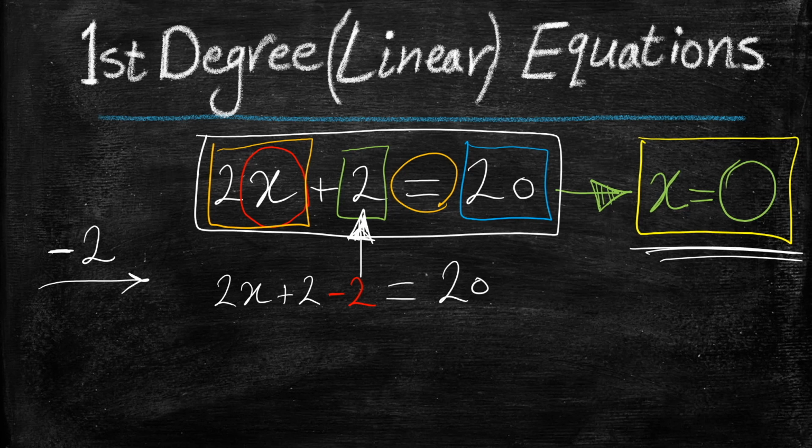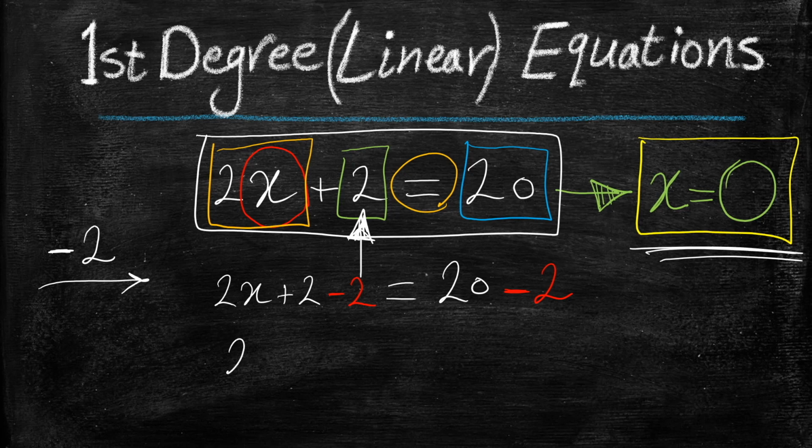Equals 20. Am I done? No. I have to do the same thing I did to the left-hand side to the right-hand side as well. So 20 minus 2. Otherwise, the equation is disturbed. The balance is not maintained. So to maintain the balance, we do the same thing that we did to the left-hand side to the right-hand side.